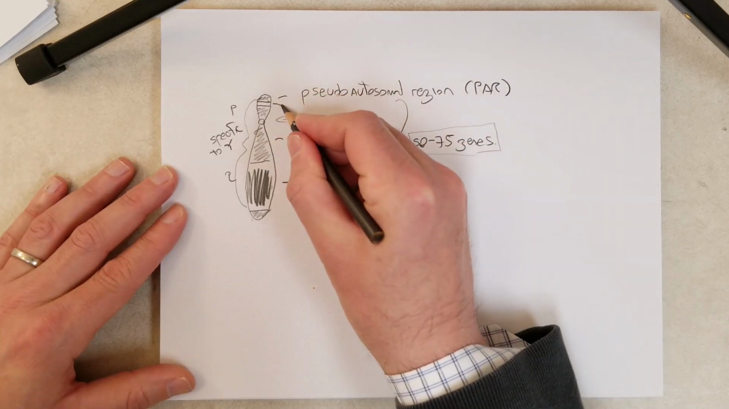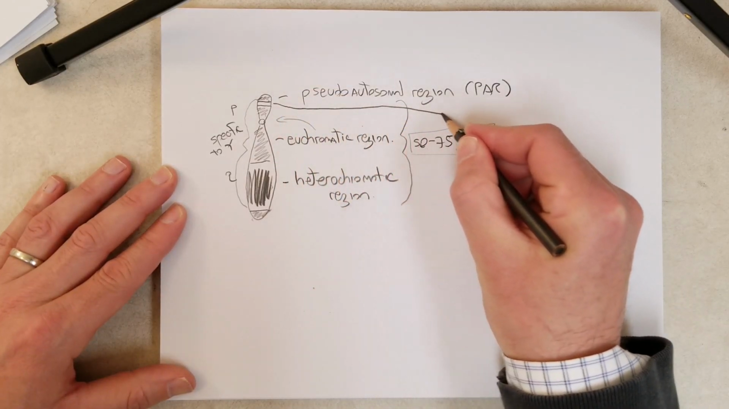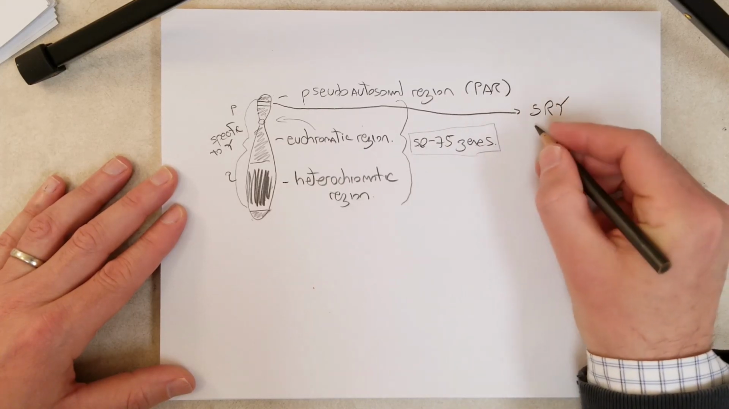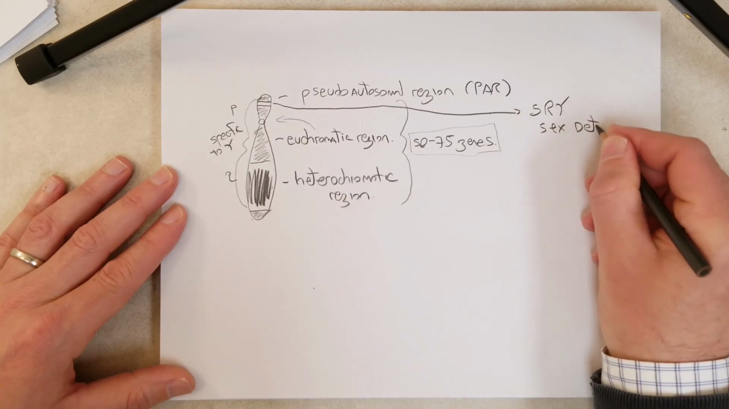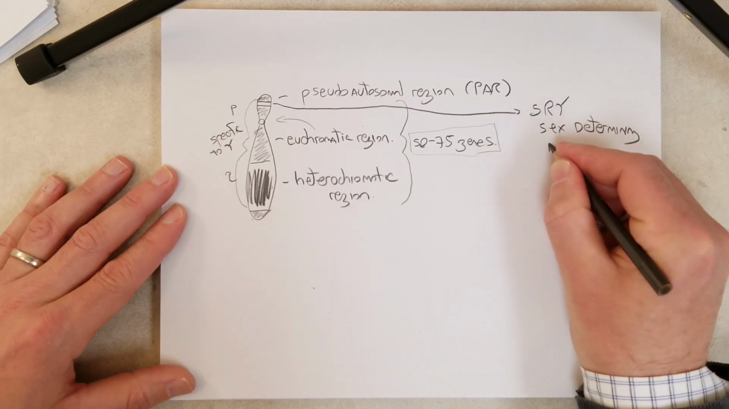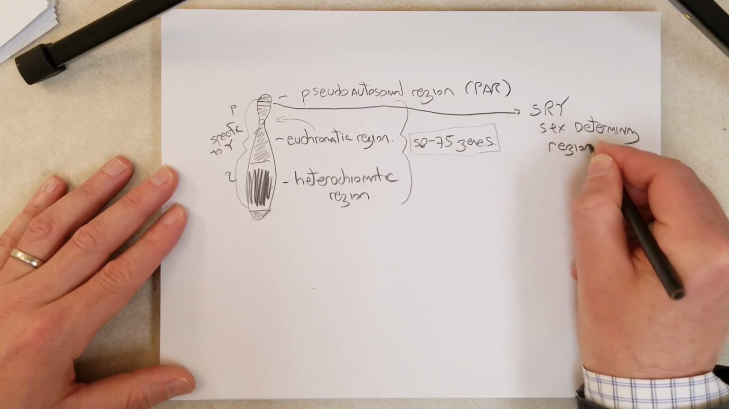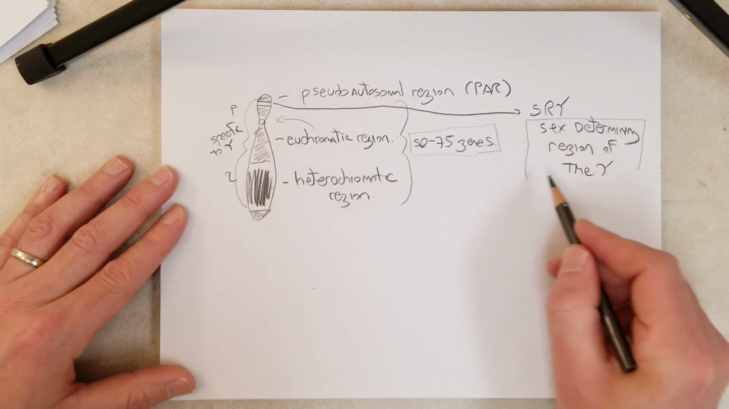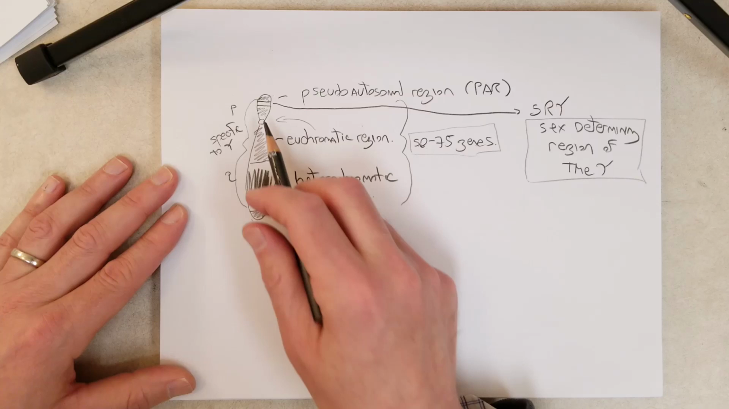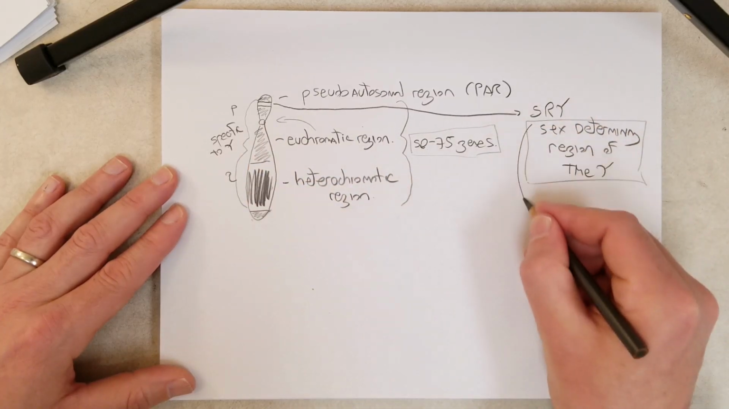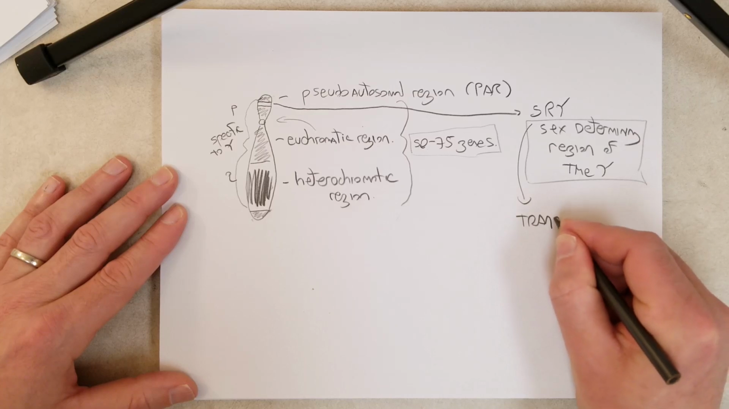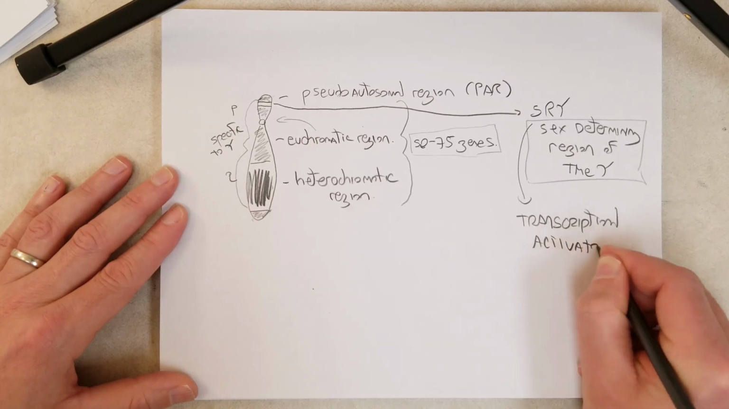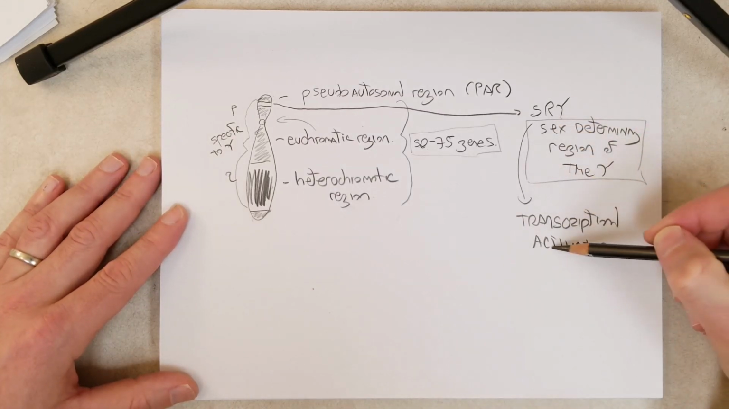Now this piece right here is where we're going to find a gene called SRY, for sex-determining region of the Y. So I'm guessing at first it was a region, but now we know there's a gene, and the gene there is called SRY, and that is a gene that encodes a transcriptional activator. And you can probably guess what this transcriptional activator does.